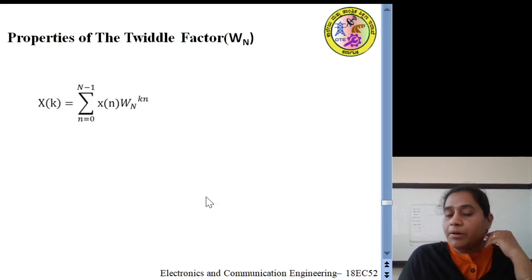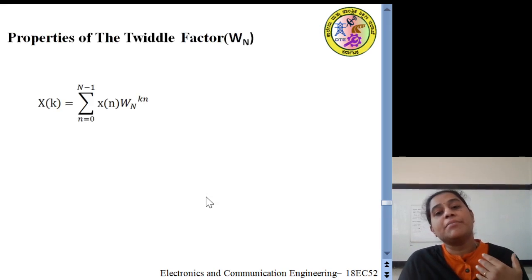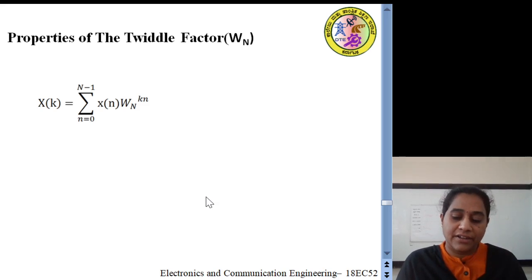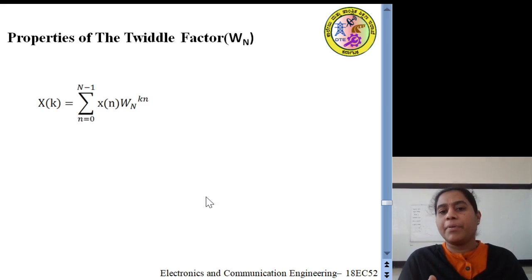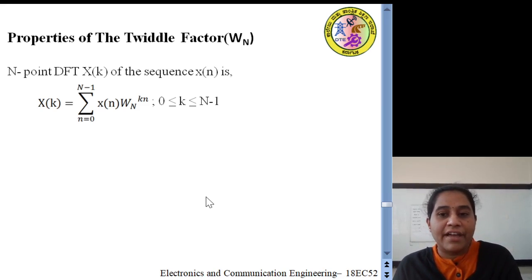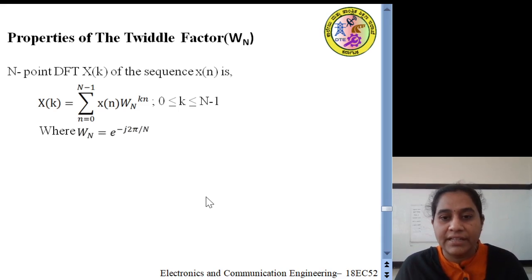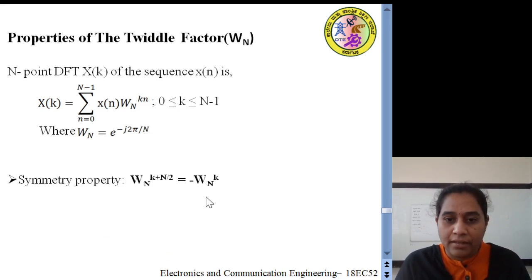So, before proceeding further, let us consider some of the properties of the twiddle factor. Twiddle factor is also called phase factor. Our n point DFT X of k is represented by summation n varying from 0 to n minus 1 x of n into Wn raised power of kn, where k varies from 0 to n minus 1. Here our Wn raised power of kn, the twiddle factor, is nothing but Wn, which is equal to e power minus j 2 pi by n.